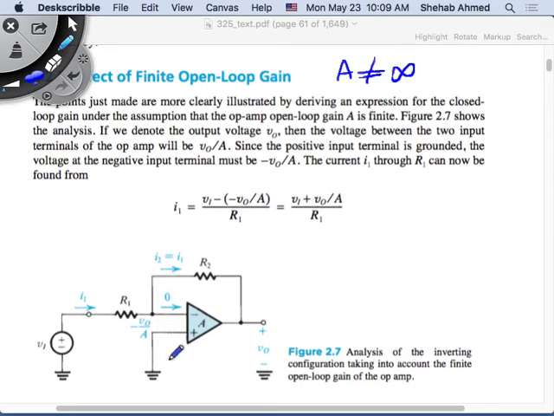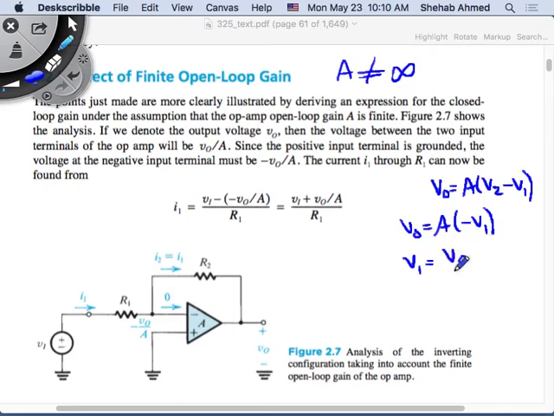In the circuit that we had here, originally we said that the output is equal to A times (V2 minus V1). V2 was 0, so V output was A times minus V1. So V1 was equal to negative V output over A. If A goes to infinity, then V1 is equal to 0. If V1 is equal to 0, then it's like these two terminals are shorted. That's what we did before.